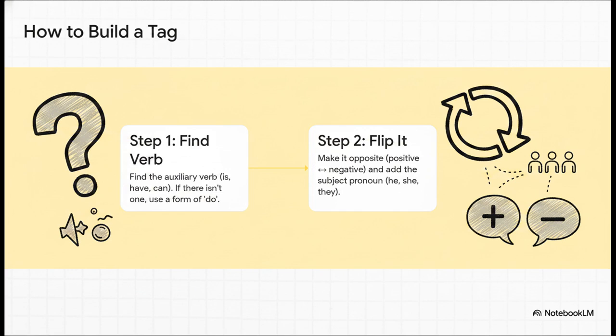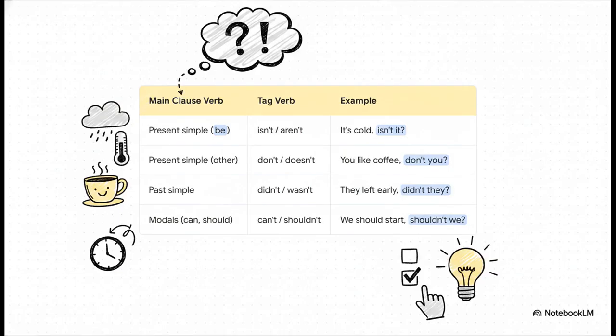No problem. That's when you bring in a form of do. Then, step two is a piece of cake. You just make that verb the opposite. Remember, positive to negative, negative to positive, and then add the pronoun. That's it. Let's look at this in action so it really clicks.